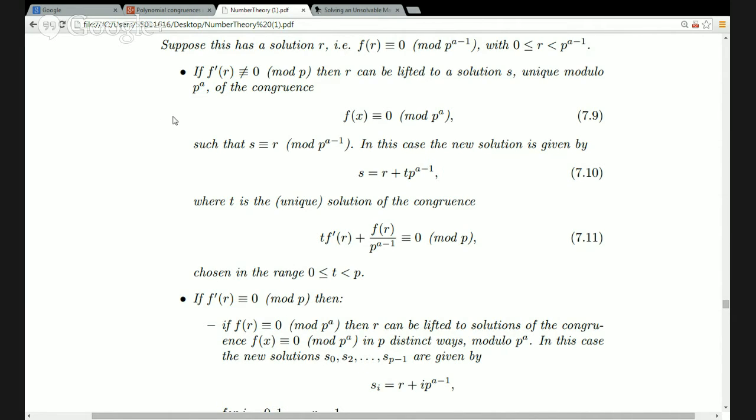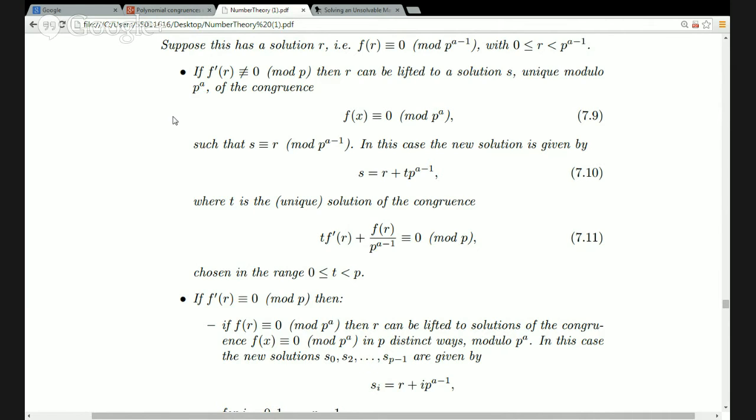If it's non-zero, which is the usual case, because most congruence classes are not 0, only the 0 one is 0. So most of the time, you get something non-zero, and in that case, the solution R lifts uniquely to a solution S of the next one up. So it says if f prime R is not congruent to 0 modulo p, then R, the solution at the a minus 1 level, can be lifted to a solution S unique modulo p to the a of the congruence at the next level. Okay. So that's the typical behavior, one solution at one level lifts uniquely to a solution at the next level.